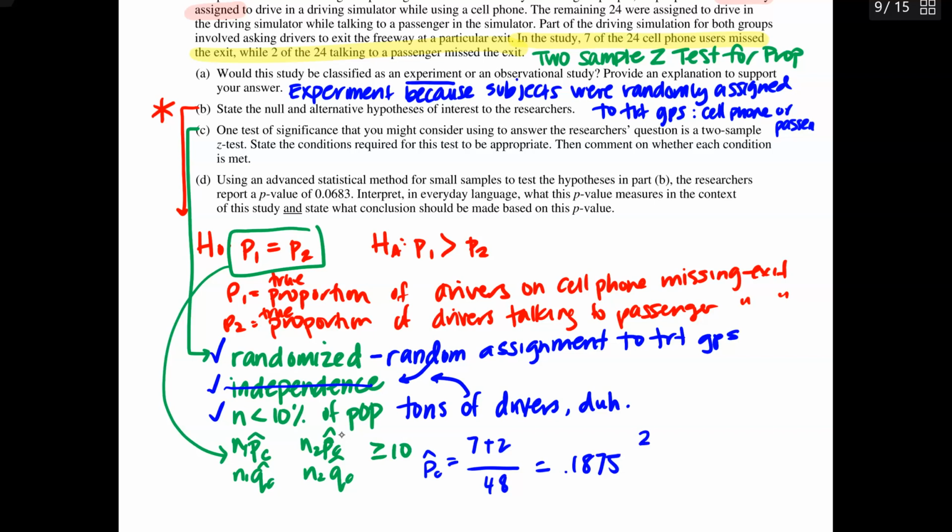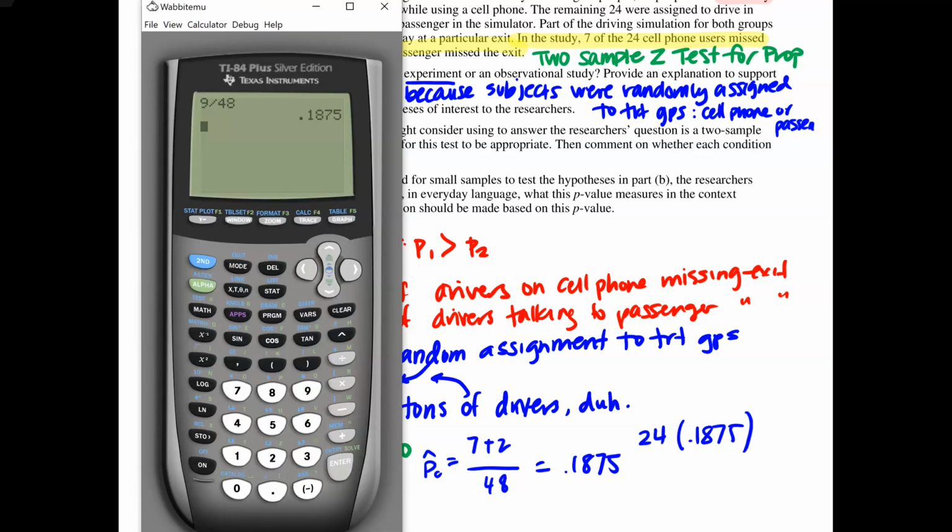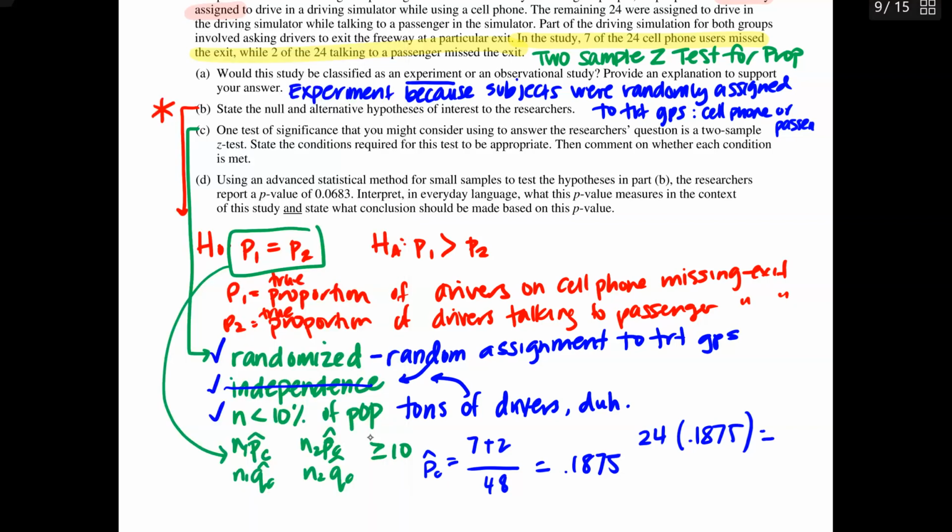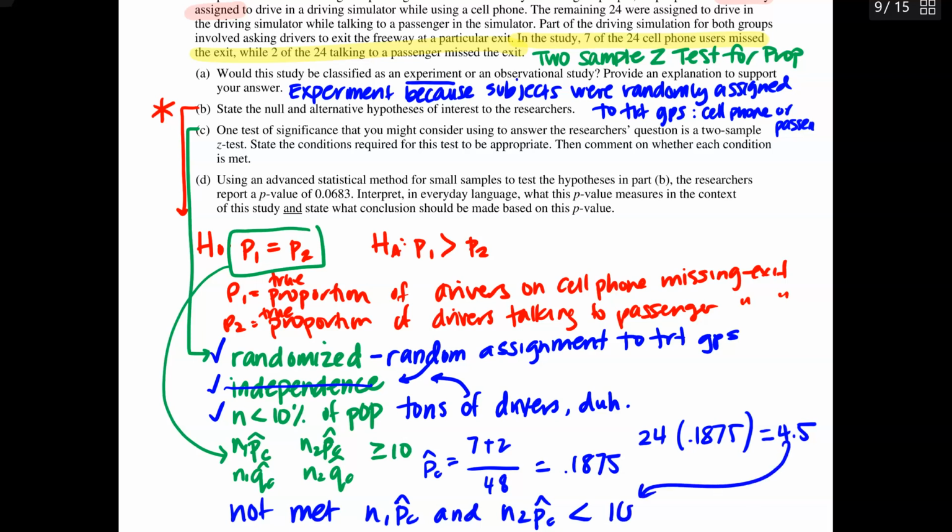So we're going to use that with our 24 from each group. So 24 times that. I don't really need to check both groups independently because they both have 24. So I'll just do that one times 24. Oh, yeah, not met. They're 4.5, so they're definitely less than 10.